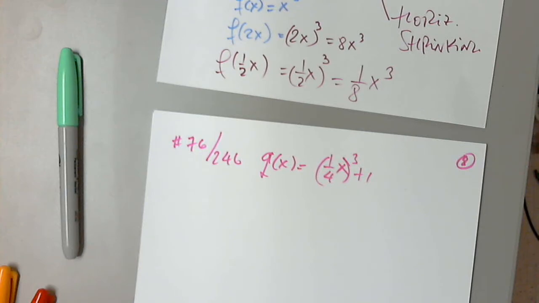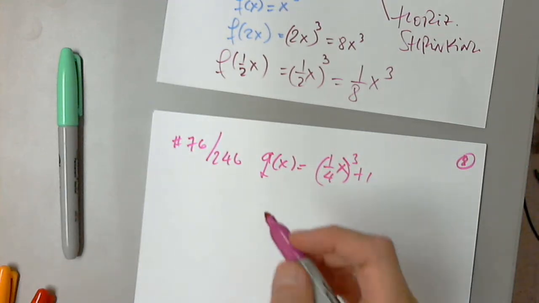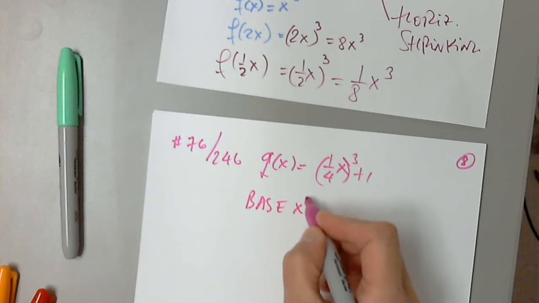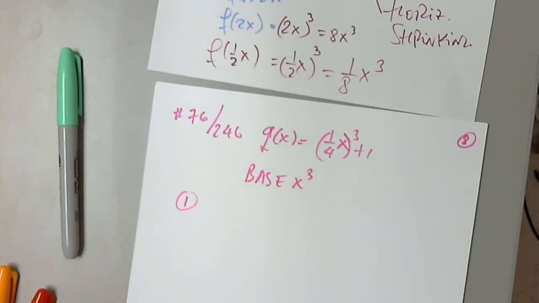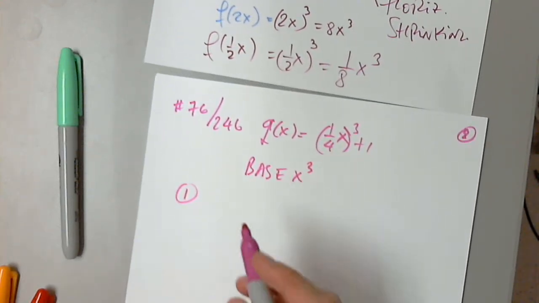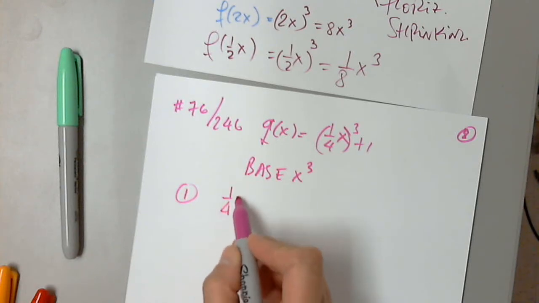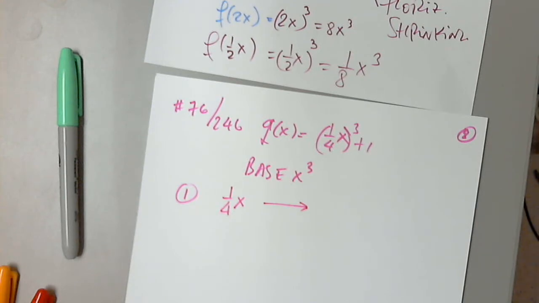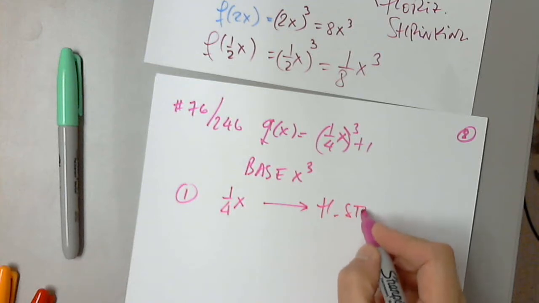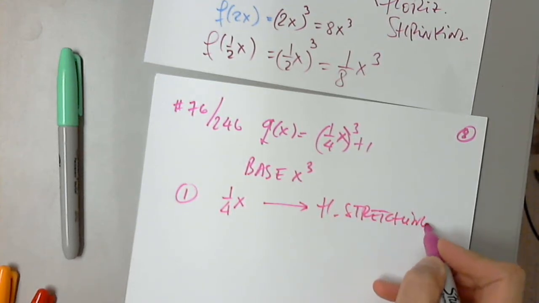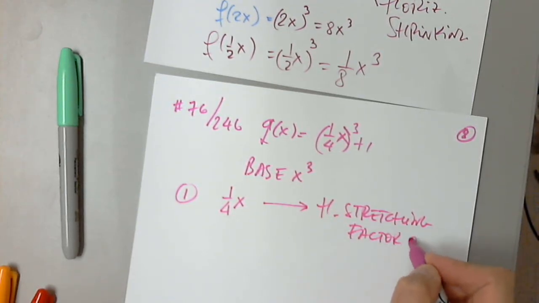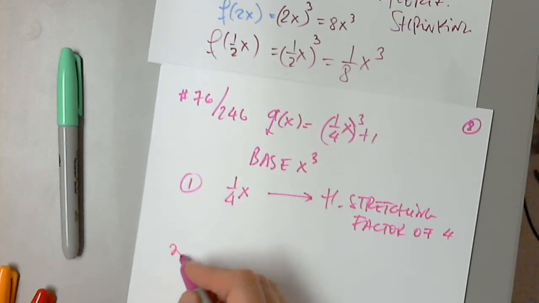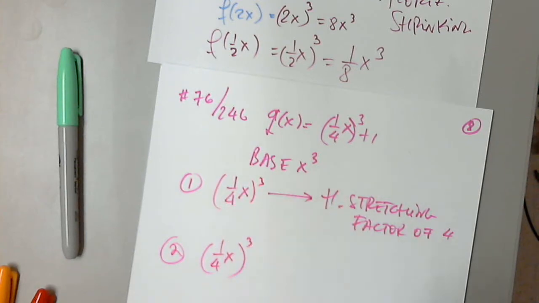Which base function did we use? Very good, indeed. The base is x cubed. Which first transformation did we use on this function? It's 1/4 x, which is what kind of transformation? Horizontal stretching by a factor of 4. Perfect. Number 2 is 1/4 x to the third, of course, with a cube, plus 1.